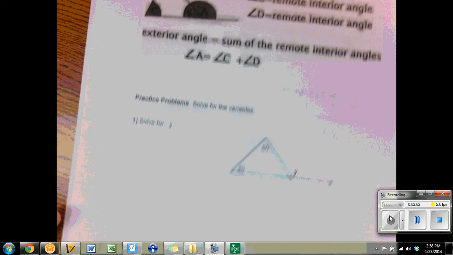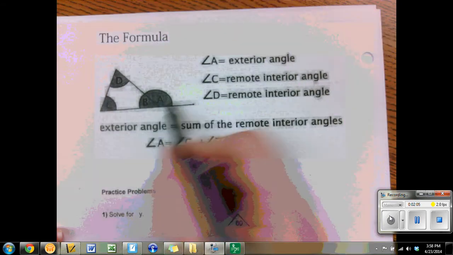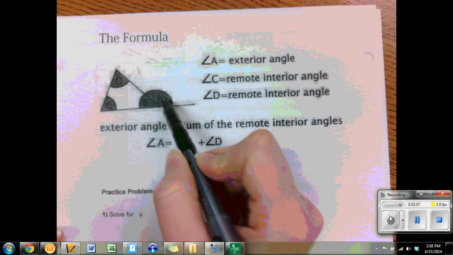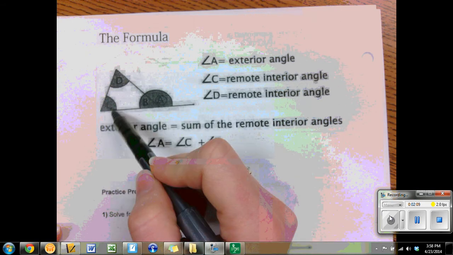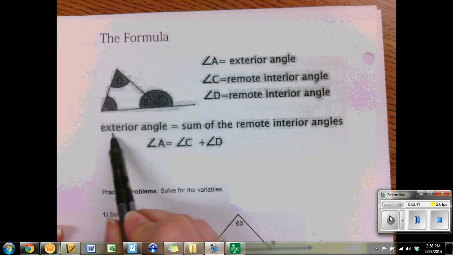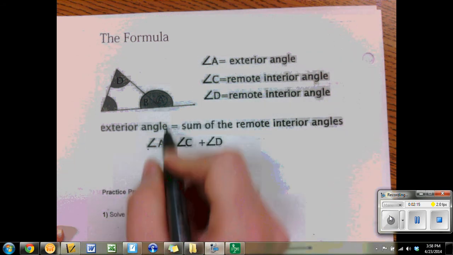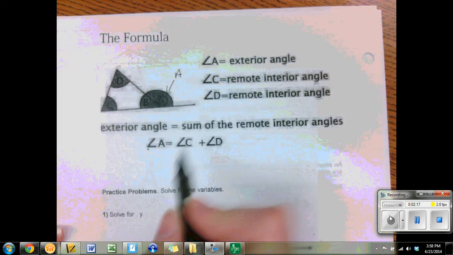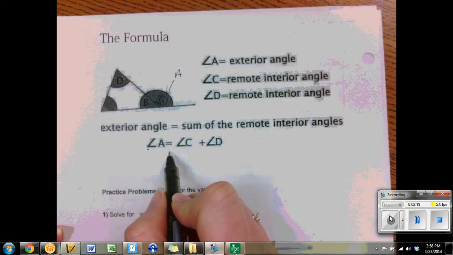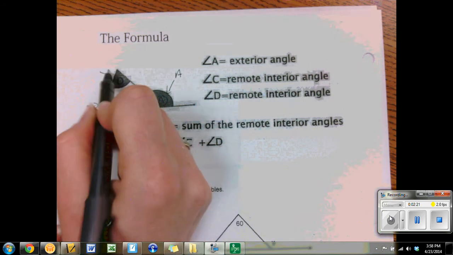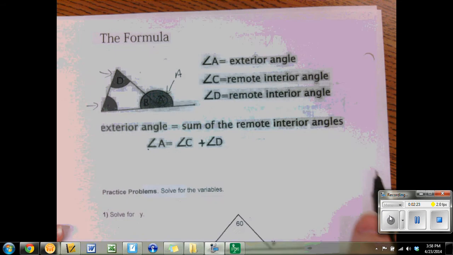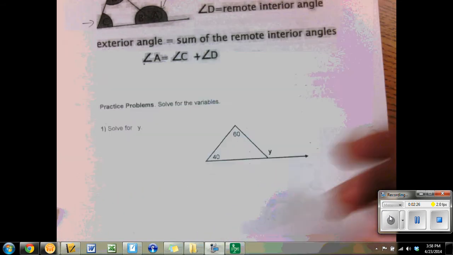This is our formula for finding this missing angle. So I have exterior angle A right here, remote interior angles C and D. The exterior angle equals the sum of the remote interior angles. So angle A, if I add C and D together, I'm going to get the measure of A.